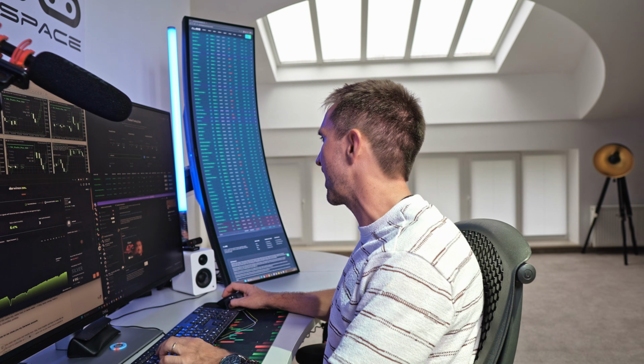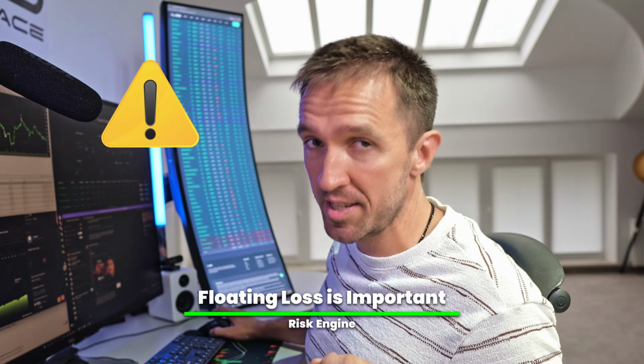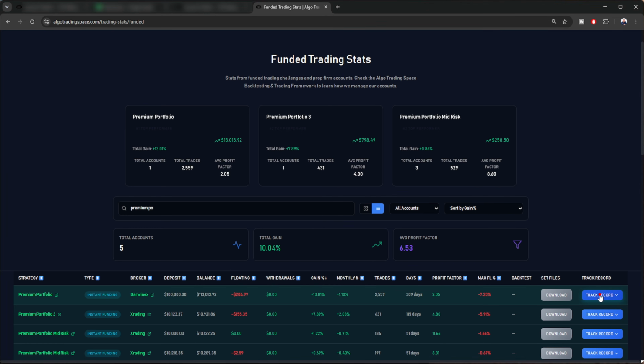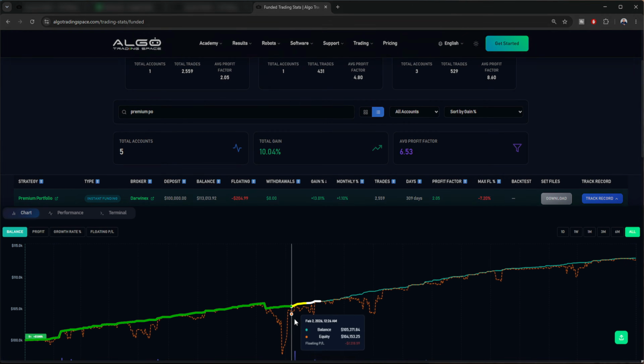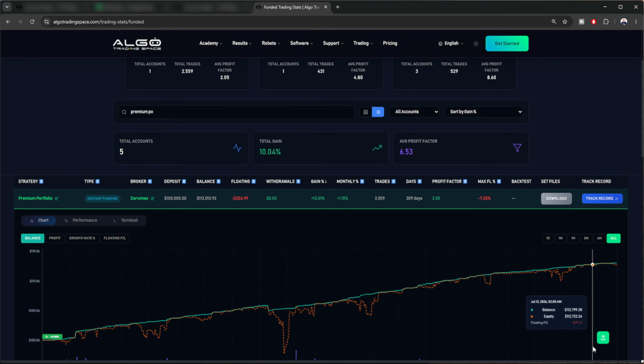That's the signal account. It has a very small floating loss, which obviously is important for the risk engine as well, because it shows less exposure. If I show you the track record, you'll see that this thing has been running for nearly 1 year now, a very stable portfolio going upwards. But pay attention to that.